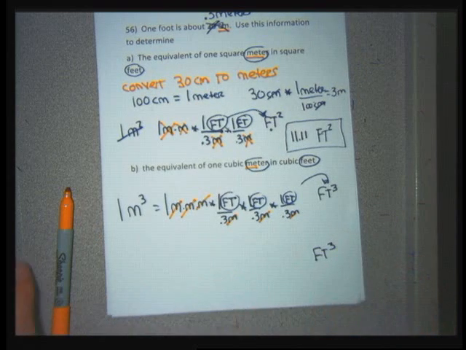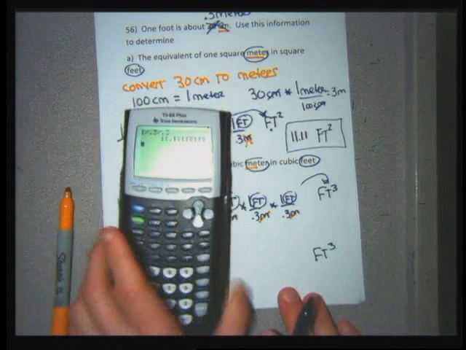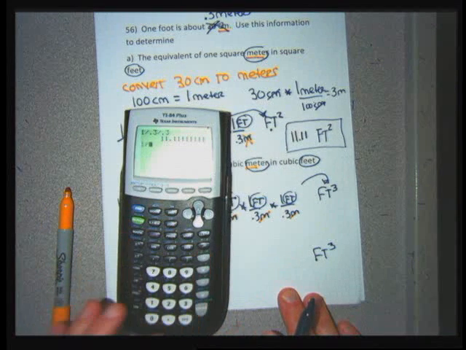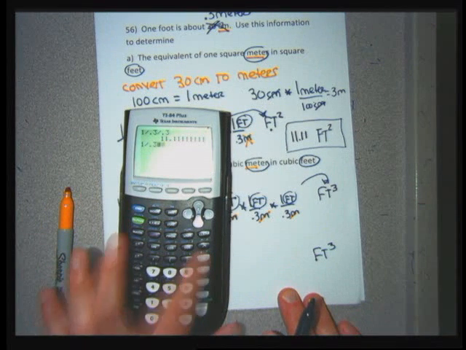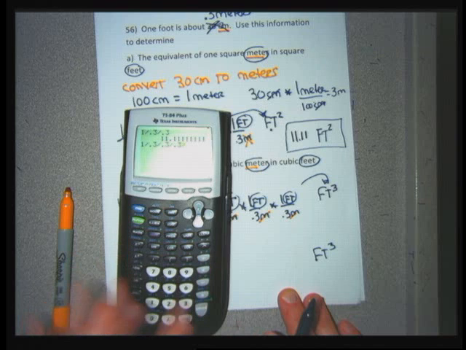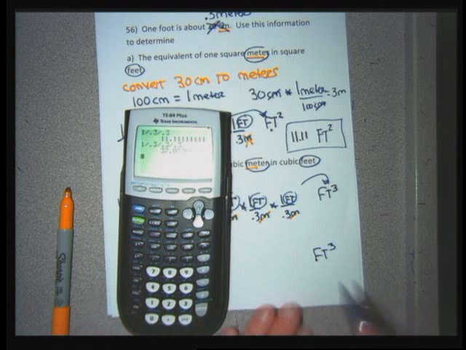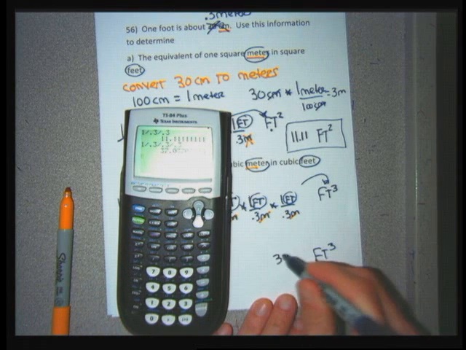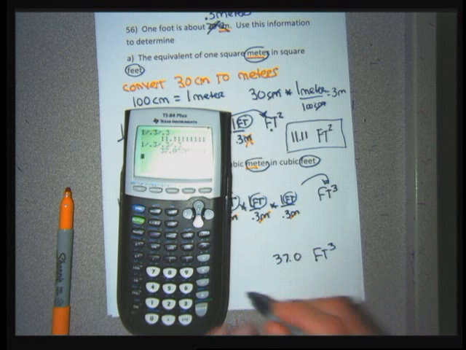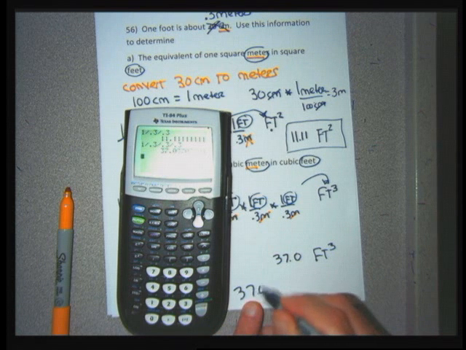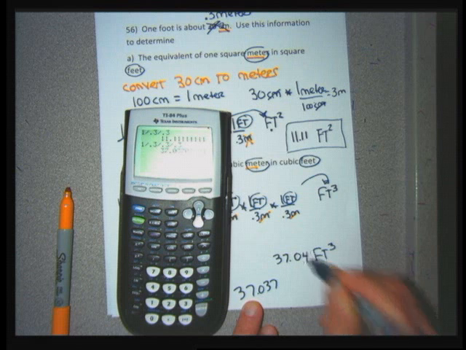And now I'm going to multiply. I'll go 1 divided by 0.3, divided by 0.3, divided by 0.3, because all the 0.3s are in the denominator. And I get 37.0. Well, my calculator gives me 37.037. I'm going to round to 37.04 cubic feet.